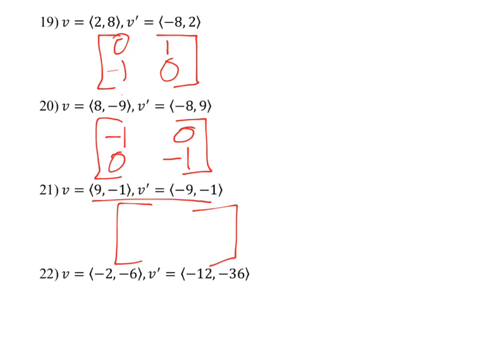Moving on to 21, we have the same numbers in the same location, at least the same numerals in the same locations. We do have to change the sign on the first one, though. So +9 went to -9.